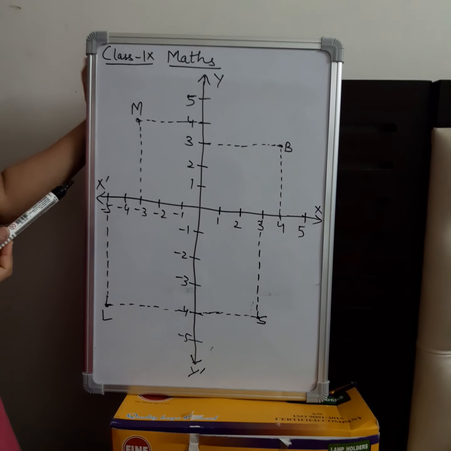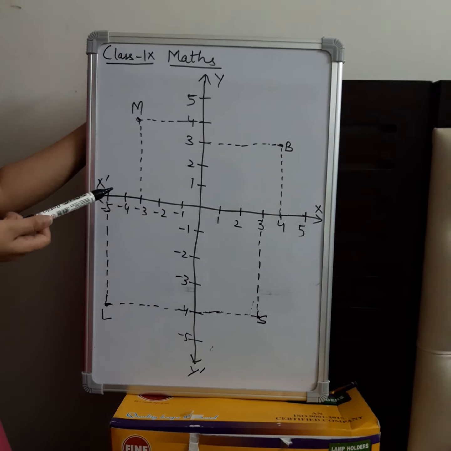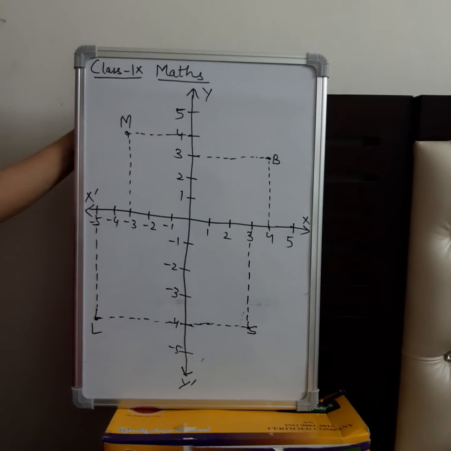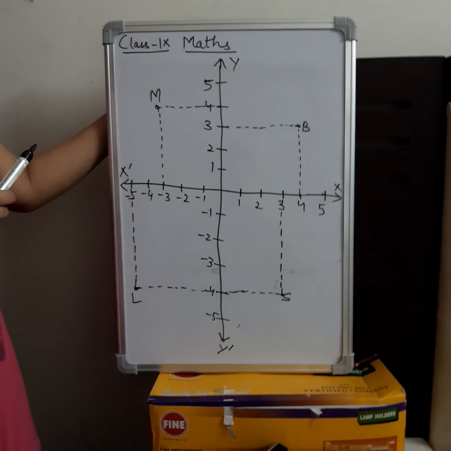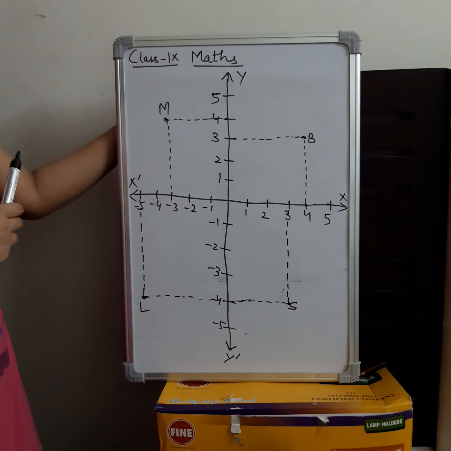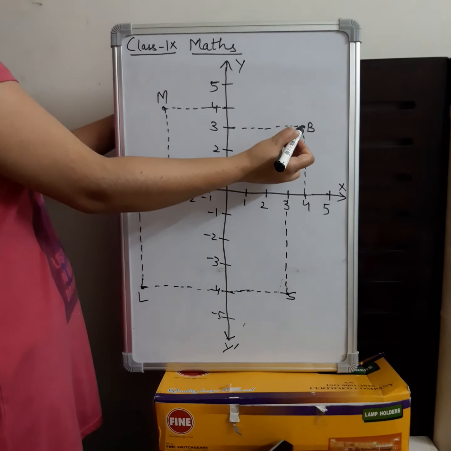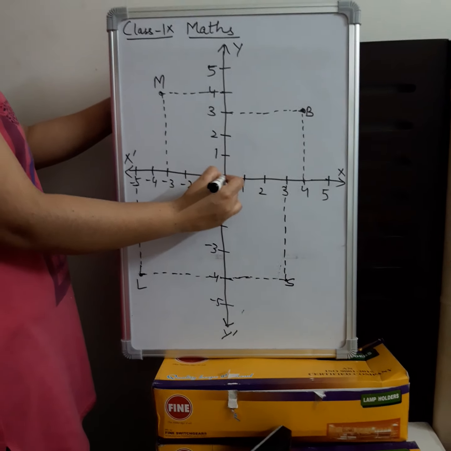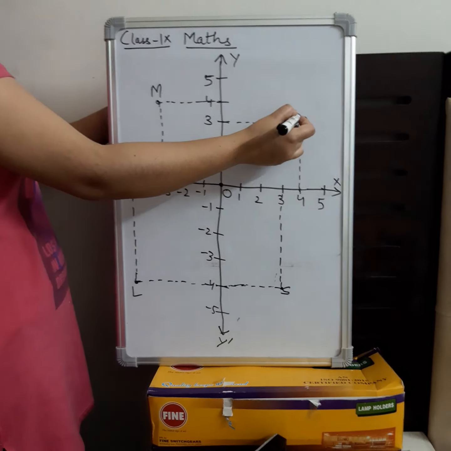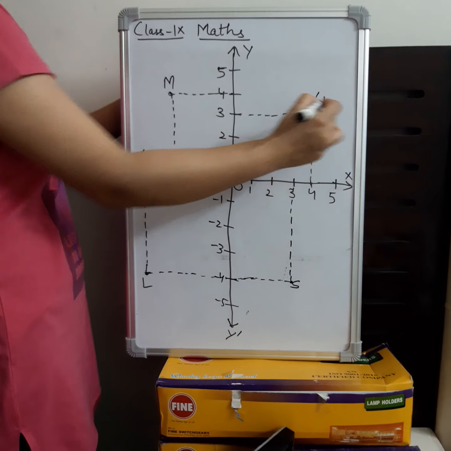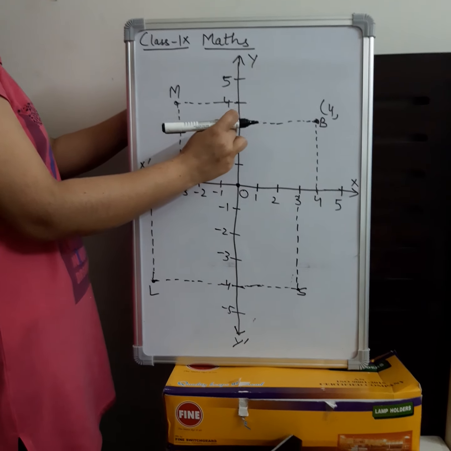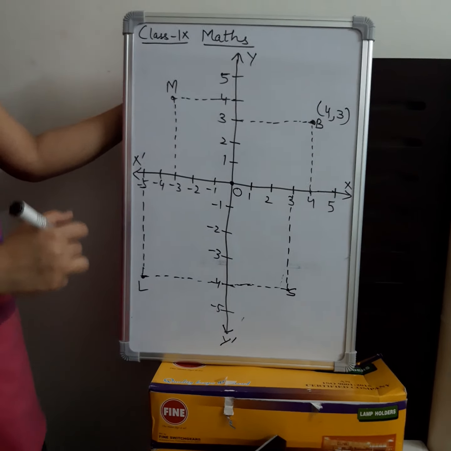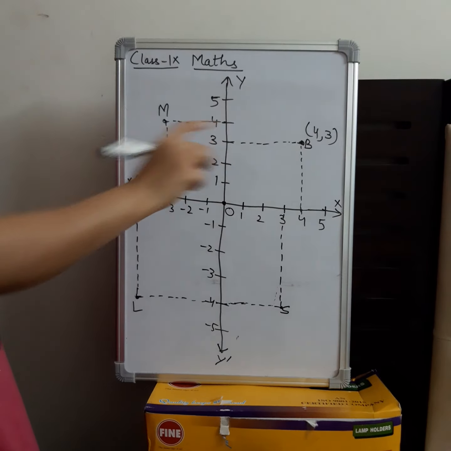Now let us discuss the example given in the book. This figure is given and we have to answer a few questions. The first says the abscissa and ordinate of point B are dash and dash. Now this is point B. Abscissa means the value of x. And this is the origin. The value of x is 4 and ordinate means the value of y, so (4, 3). So the coordinates of B are 4 and 3.